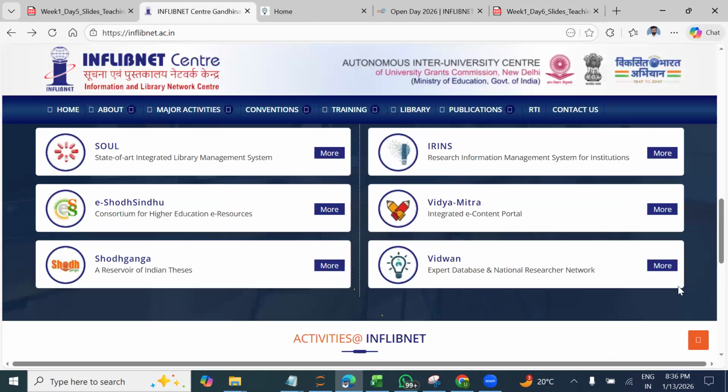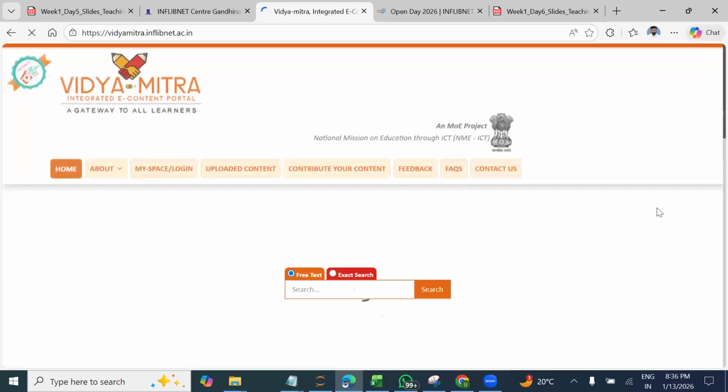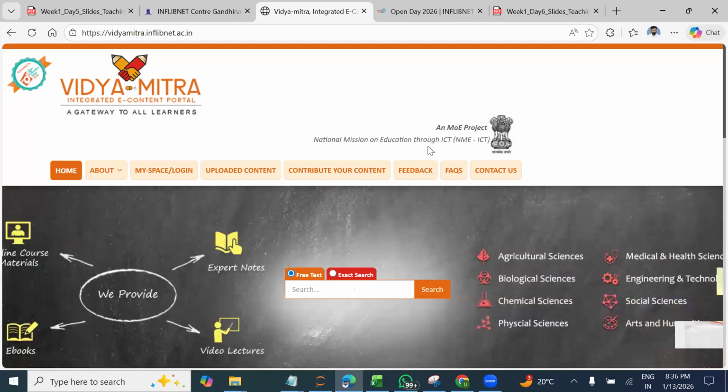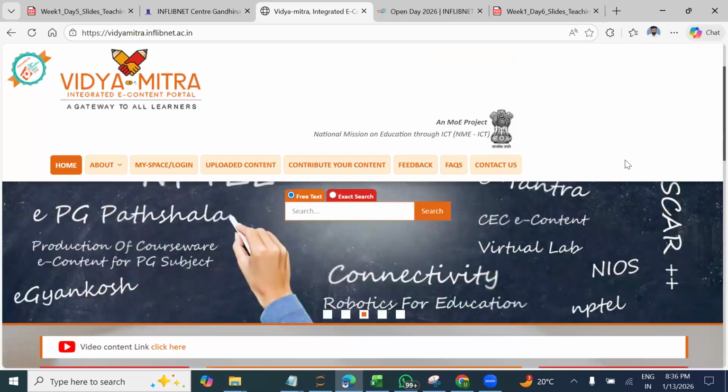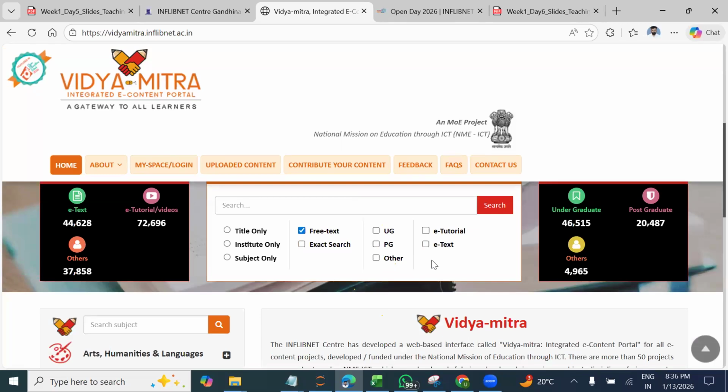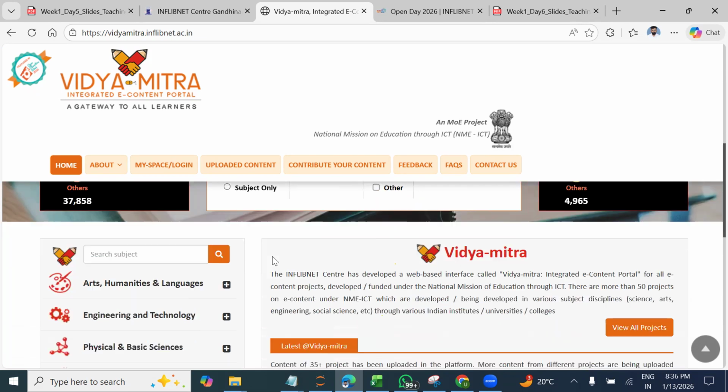Then Vidyamitra. Vidyamitra is basically an integrated e-content portal, right? It is a part of the National Mission on Education through ICT, which we are discussing today, called the NMEICT project. You have e-PG Pathshala, then e-Gyan courses, UG, PG, everything is integrated now. Suppose you want to study anything, you can just search over here.